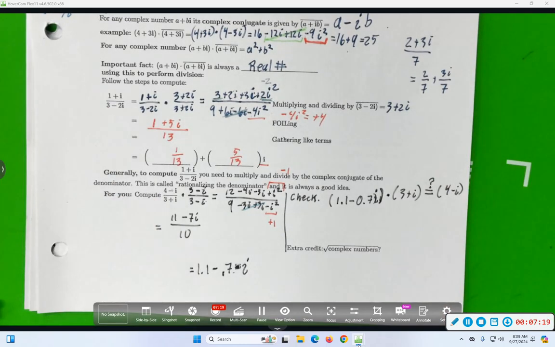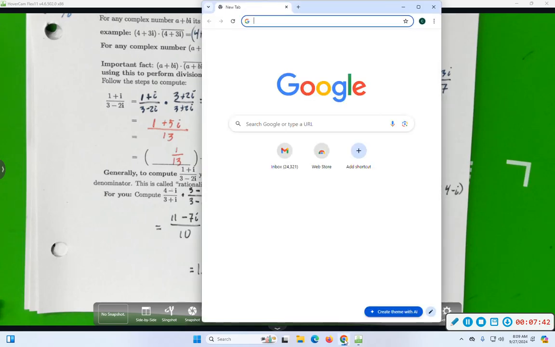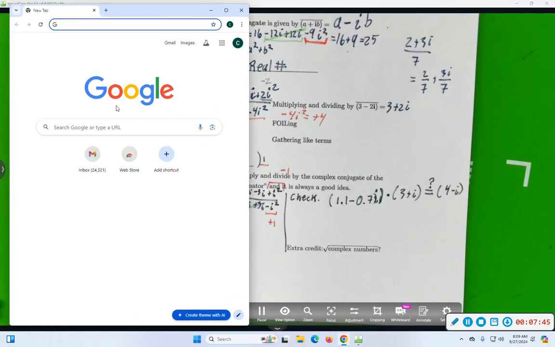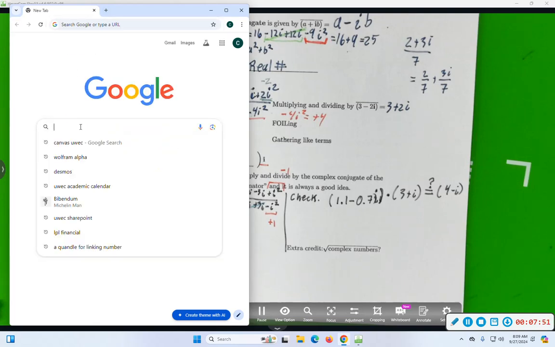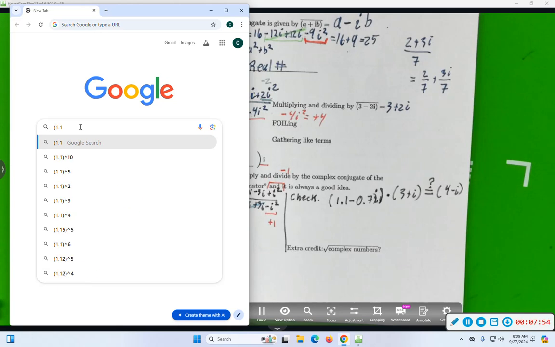And maybe I'll pull back the curtain a little bit farther. If you had to do division an awful lot of times on your own, you'd resort to a machine, right? Your calculator probably doesn't do complex arithmetic, though I don't know. How many people's calculators do complex arithmetic? Alright, cool. I'm going to at least check this multiplication using a machine because it's worth knowing that you can. Let's see, I think the Google calculator is even good enough to do this. 1.1 minus 0.7 times i times 3 plus i.